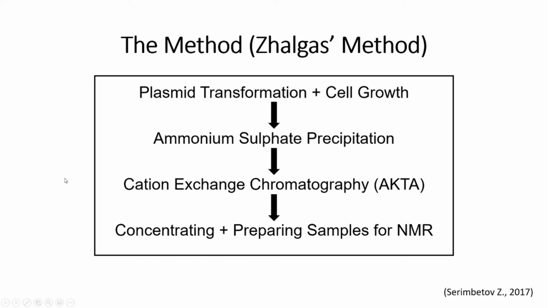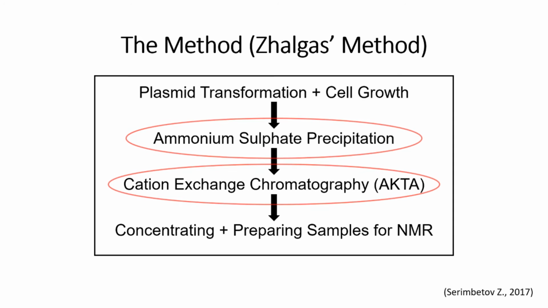So the purification method that I used was that from ex-PhD student Jalgis's thesis. The protocol can be boiled down to this flowchart, and as you can see, there are two main purification steps, those being ammonium sulfate precipitation and cation exchange chromatography using the ÄKTA purification system. And it's these two steps that I will be discussing in further detail.